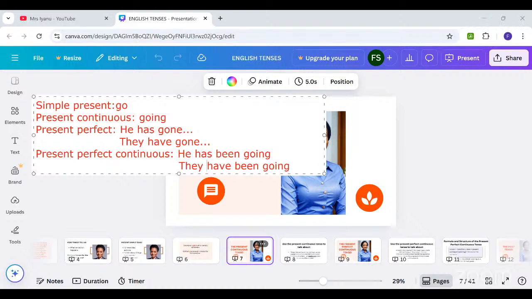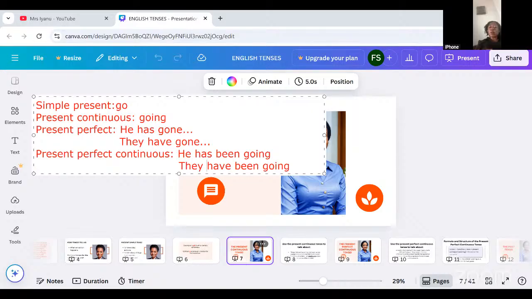Present perfect tense is what you are saying about something that has happened, but we are still referring to it as something that is still continuing, but it has gone. So when you're talking about present perfect continuous tense, it is something that has gone, but we are still reporting it as if it is still continuing.